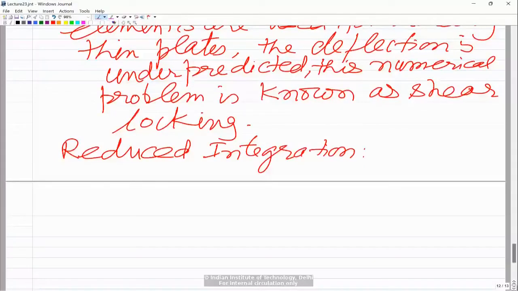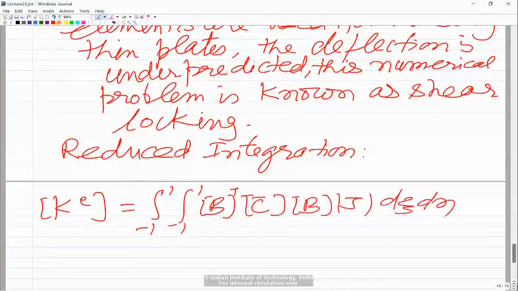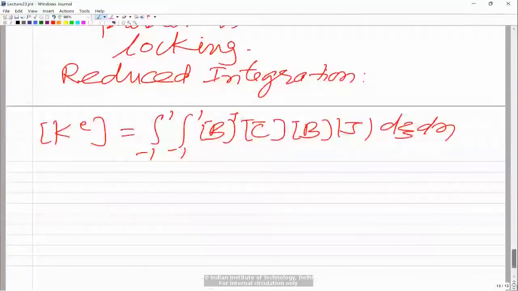Of course, we use what is known as selective reduced integration. If you look at the KE, we have written integration -1 to +1, -1 to +1, B transpose into C bar into B into determinant of J into d xi d eta. This matrix is getting overestimated because of the shear locking, and the overestimation of stiffness would give lower deflection. So how do we eliminate this?